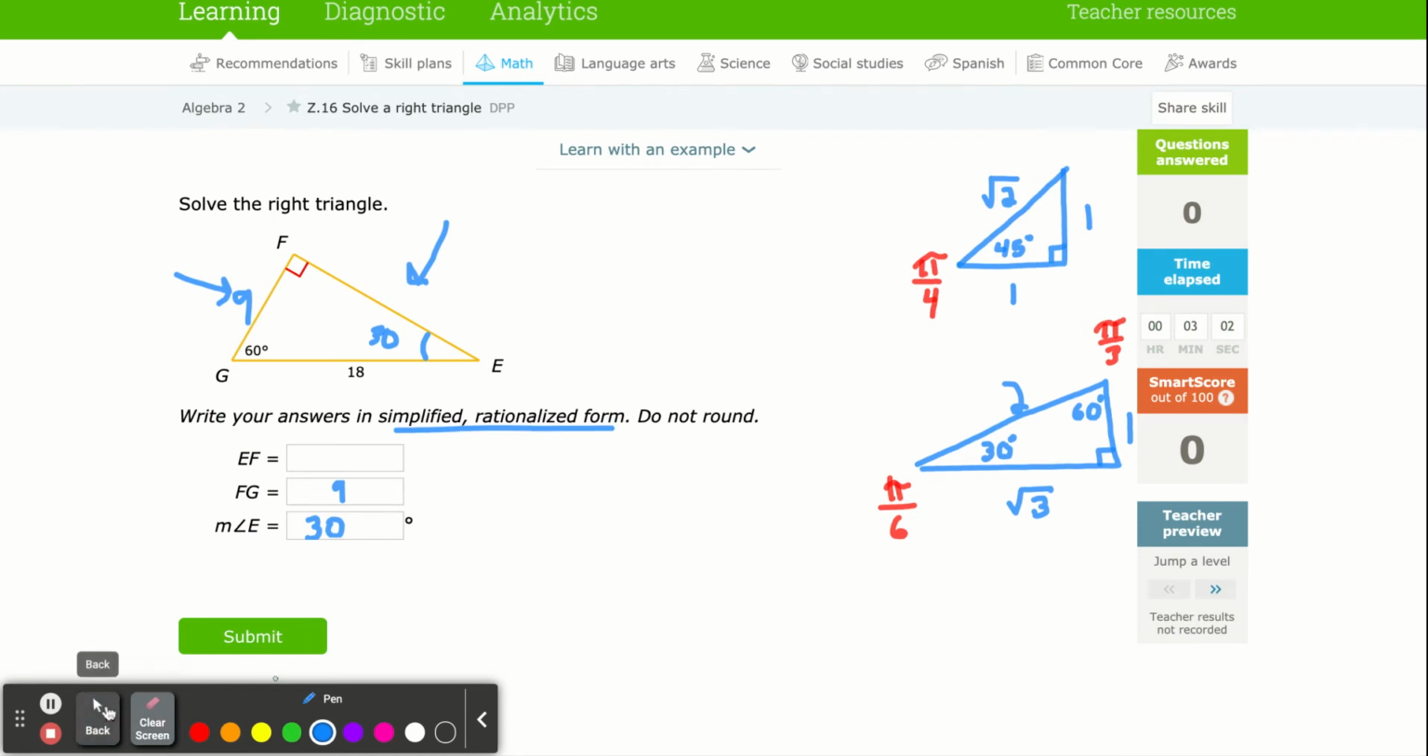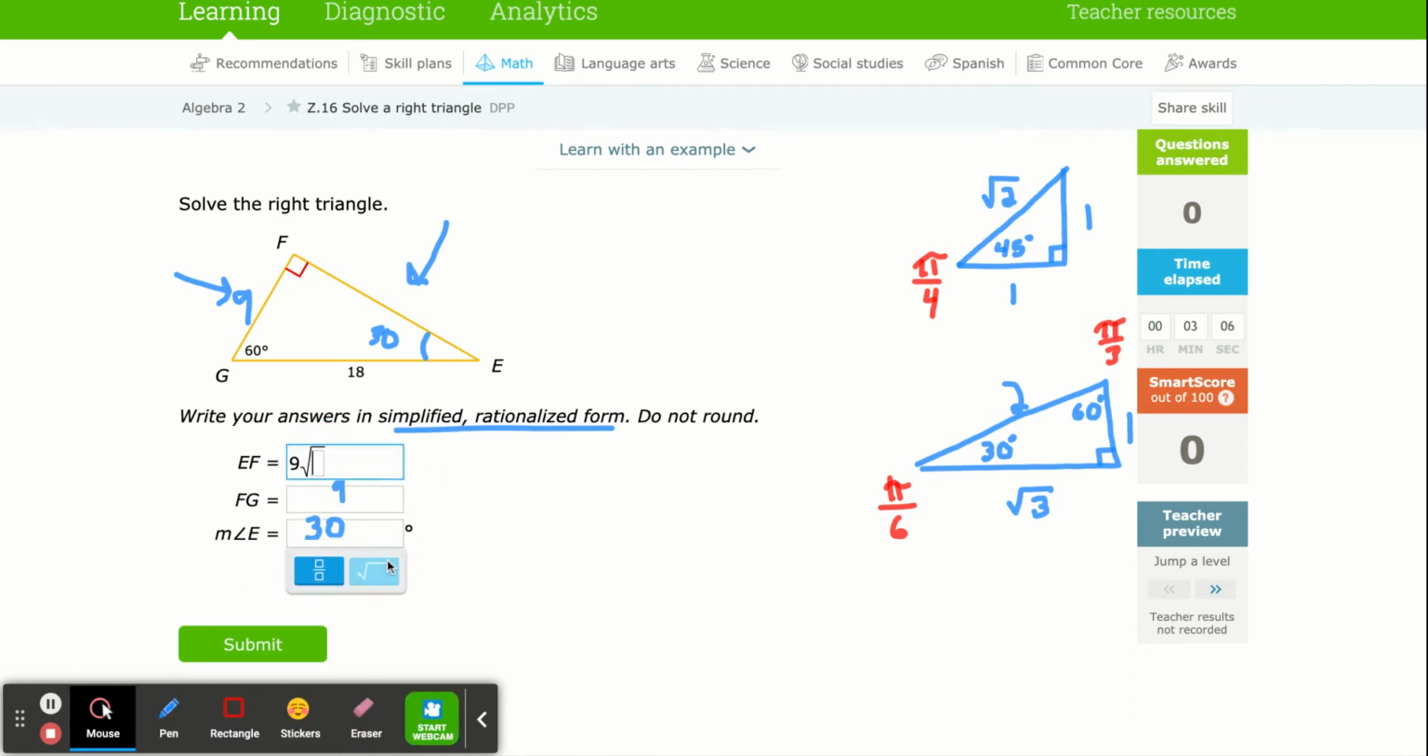So they don't want you to write it as a decimal. They want you to write it as 9 square roots of 3. Again, this one was 9, this one was 30, and we've solved our right triangle. I would recommend writing these two special right triangles down because you'll be referring to them quite a lot.